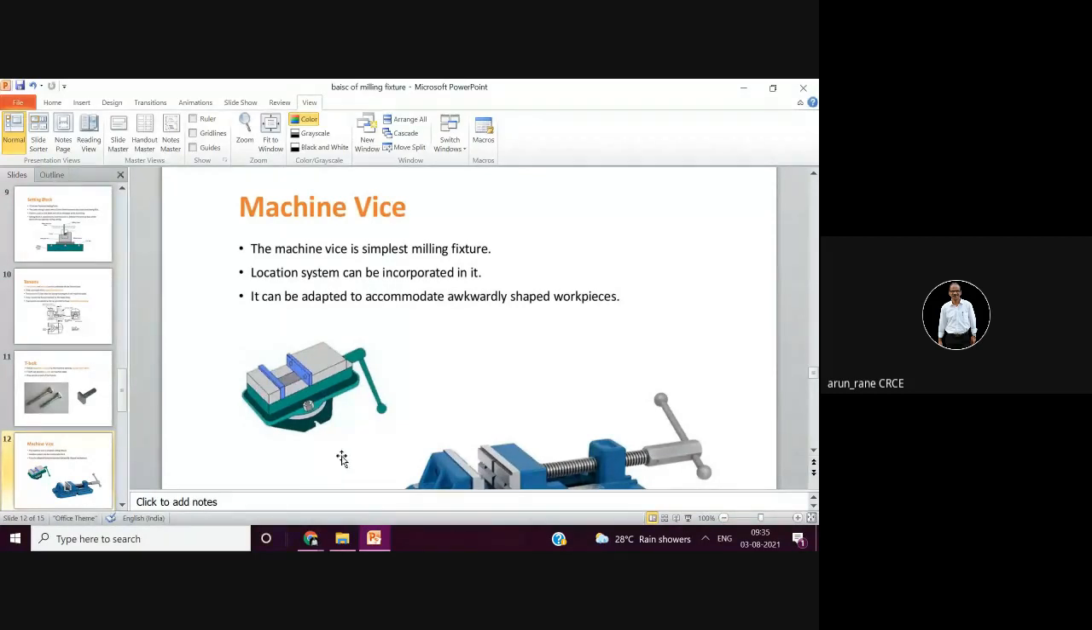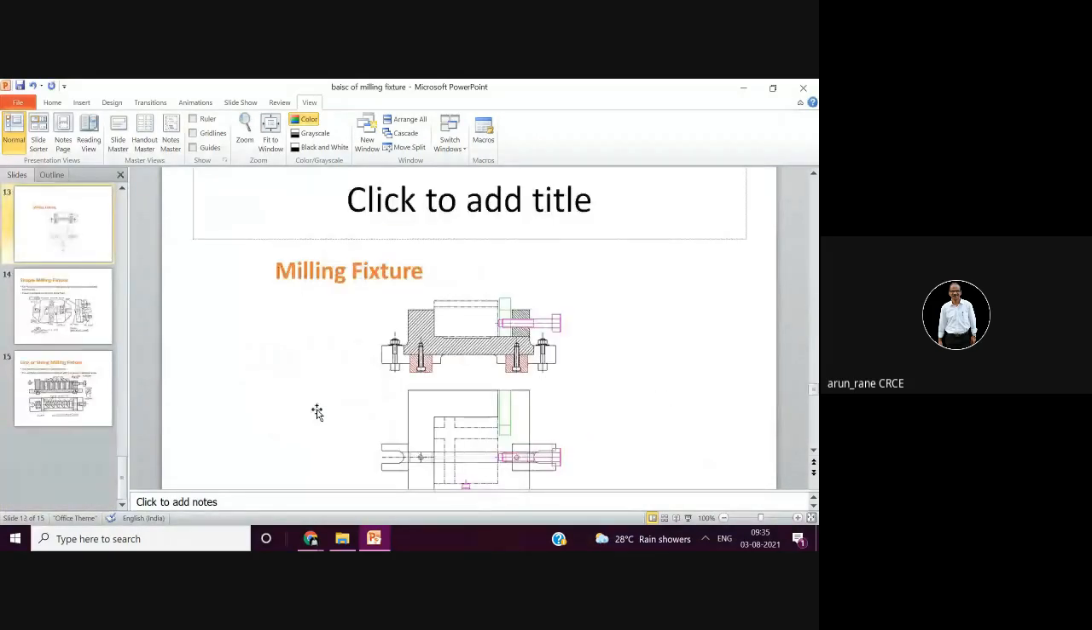And you can mount the setting block on the table itself, because there will not be any place in the vise, because these are the limitations of why we are using a vise. So you don't have to make a separate milling fixture for the workpiece, because vises are available in the market, 4 inch, 6 inch, 8 inch. You just buy the vise and it is ready to use.